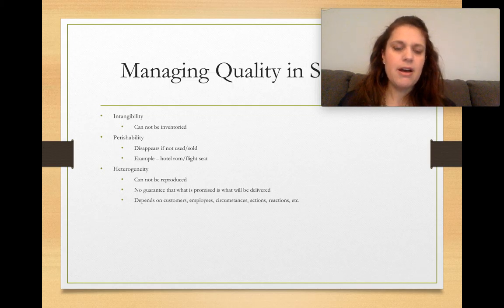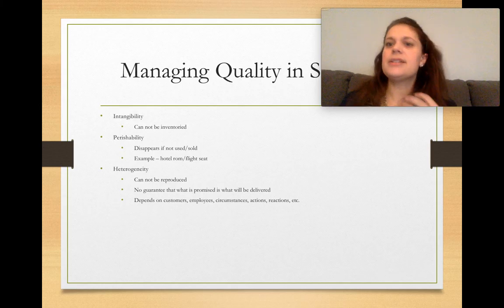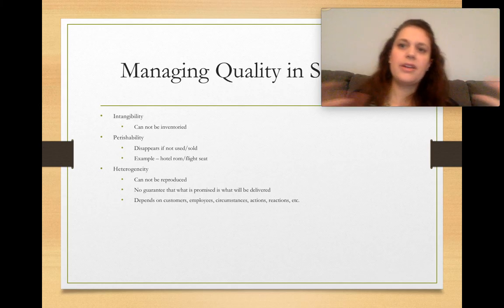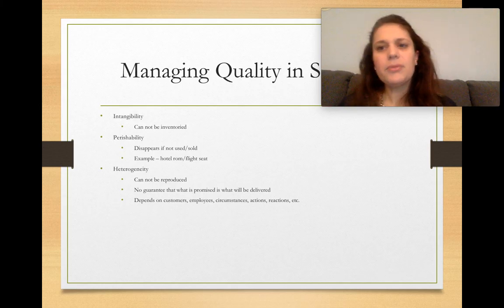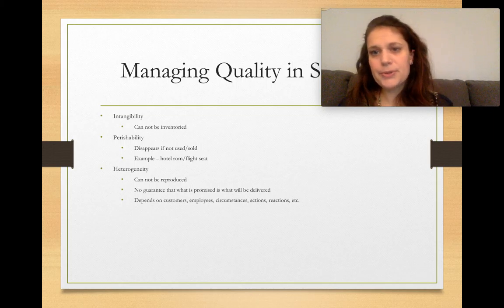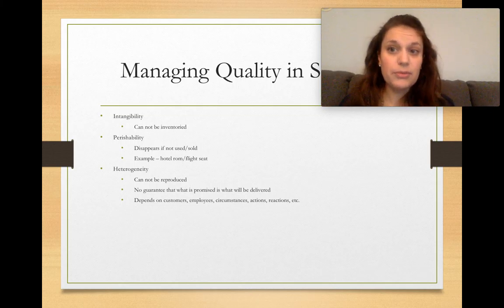The third component is called heterogeneity, which means that it can't be reproduced. We can't guarantee that what we promise will be delivered, and a lot of times these things depend on the consumer, the employee, etc. So what I mean when I say something can't be reproduced, we can try, and we do in the hospitality industry, but this is the difficult component.